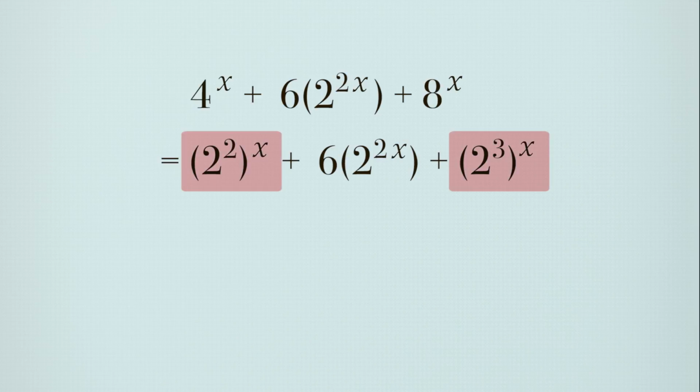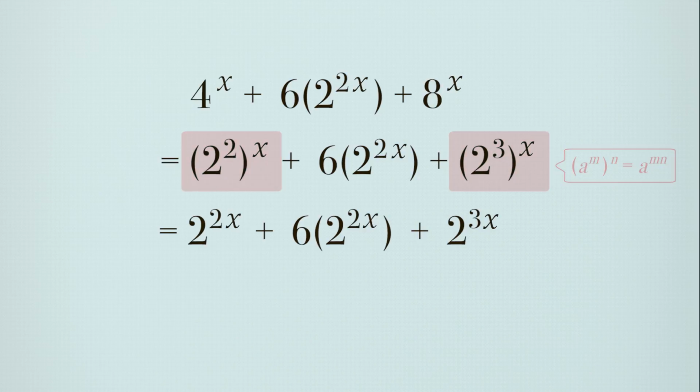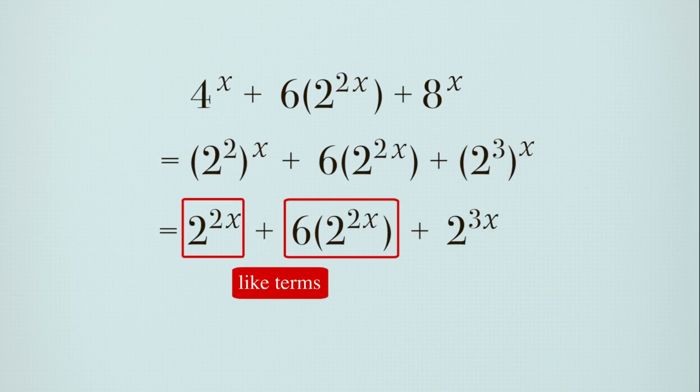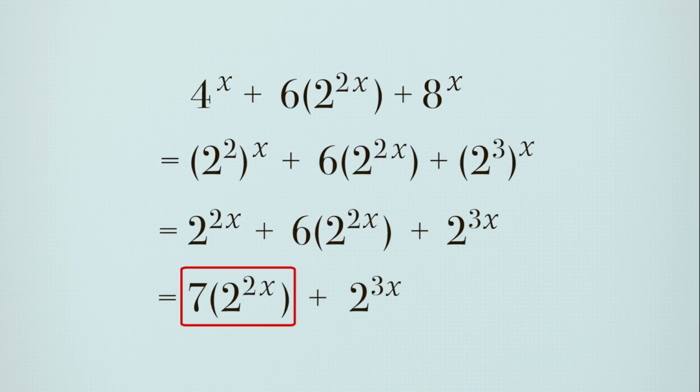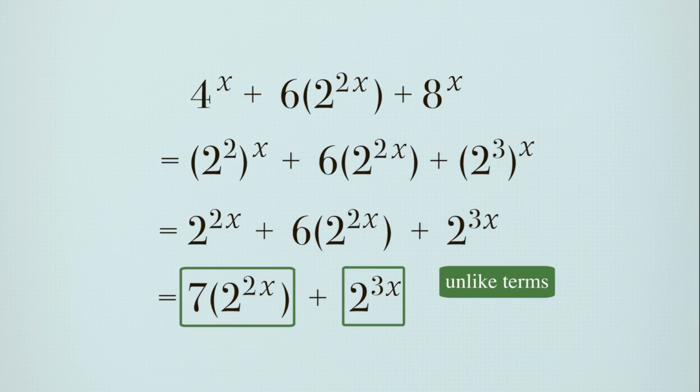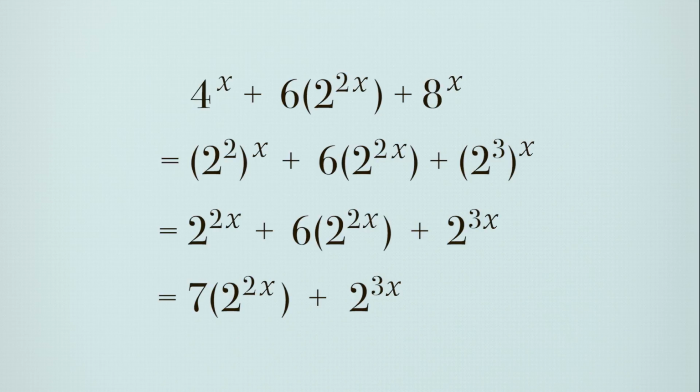How can we simplify these further? We can use this law of indices and multiply the indices. Now can you see that only these two are like terms? So we can add 2 to the power of 2x to 6 times 2 to the power of 2x to get 7 times 2 to the power of 2x. Now, these two are unlike terms, so the expression cannot be further simplified. Therefore, note that even if the index forms have the same base, it does not necessarily mean that we can reduce the expression to a single term.